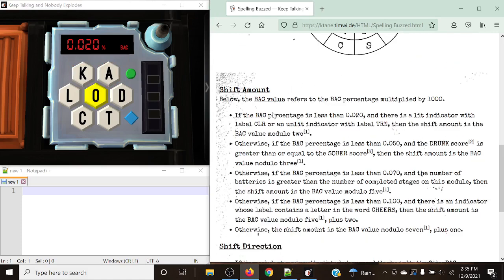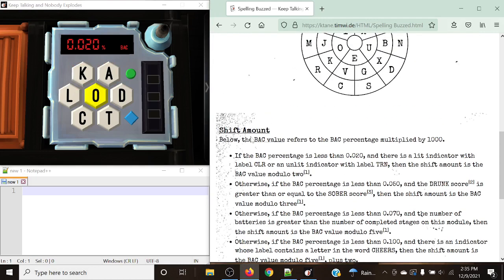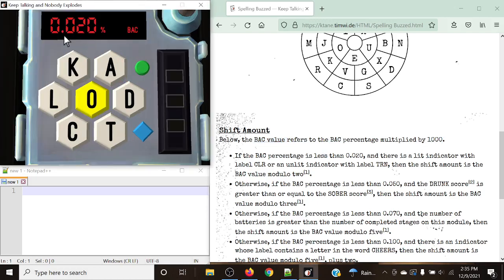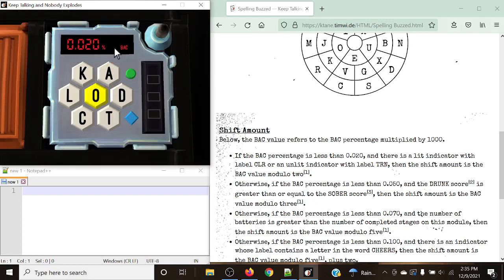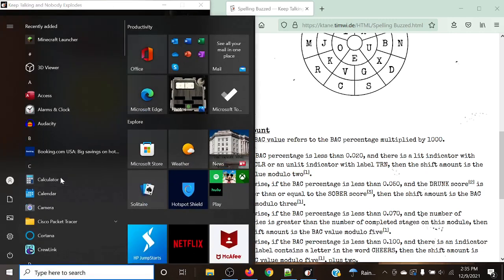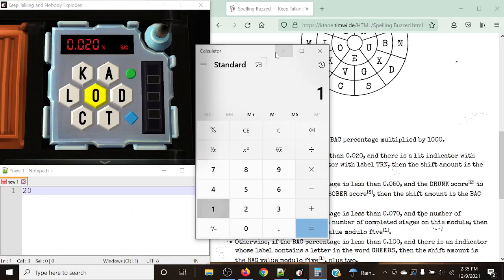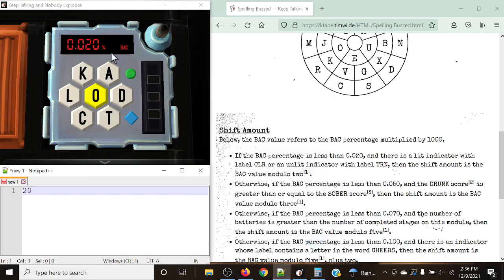So we're going to go through a couple of rules here, and it is important to note that BAC value refers to the BAC percentage, which is displayed on the module. The BAC value is simply multiplied by 1,000, or simply you're going to shift these three values in the decimal percentage right here out into the normal bit. So this BAC value right here would be 20, and to prove that, let's pop out our handy dandy calculator. Multiplying 1,000 by 0.02 will give us 20, just like that. So that's the way the BAC value is referred to. Keep that in mind.